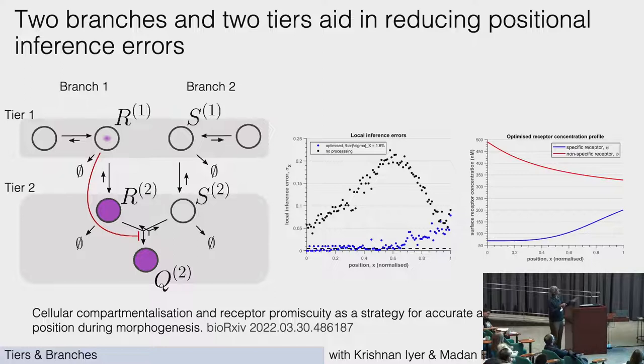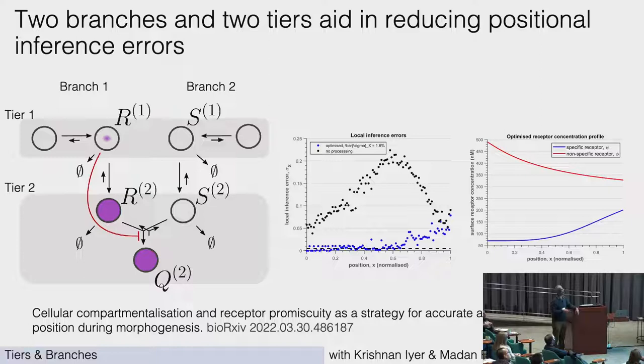It was sufficient to have two branches and two tiers, for example, two receptors, signaling and non-signaling, and two tiers, to give you an enormous reduction in the local inference error compared to a system which just had capture at the surface. Simply capturing the molecule at the surface gives you a 20 to 30% local inference error, which is almost five or six cell widths, whereas using this multi-tiered model, we get an inference error which is pretty much negligible.